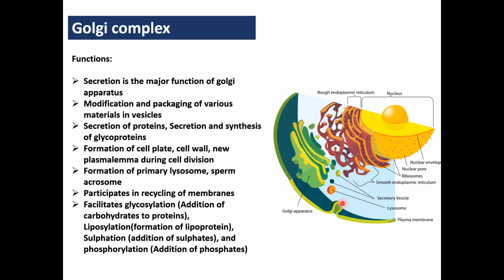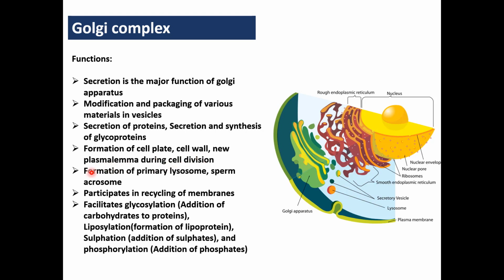These vesicles can then fuse with various different organelles like the cell membrane or lysosomes, and then they can transport various proteins or enzymes. Secretion of proteins, and secretion and synthesis of glycoproteins happens in the Golgi complex. Formation of cell wall, cell plate, and new plasma lamina during cell division.